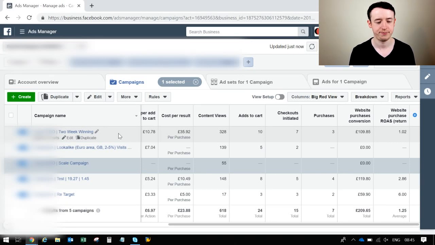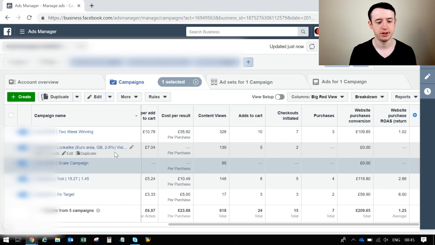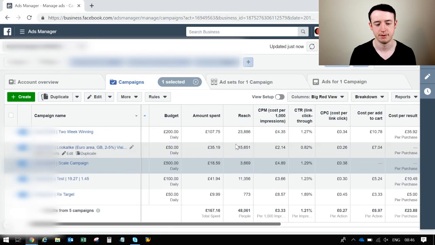I also started a lookalike audience with visitors because I've had quite a lot of visitors at this point. I wanted some sort of fresh data, so I created a new custom audience for recent lookalike visitors, and I put this into the Euro area and to UK. On the first day there, you got 5 add to carts but no purchases. I only spent 35 on that. I put it in for £50 a day.